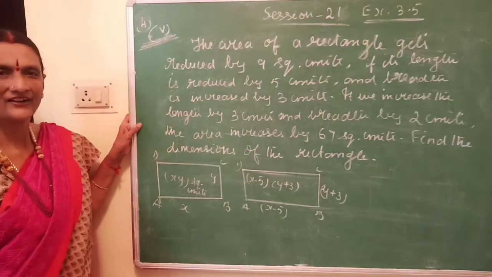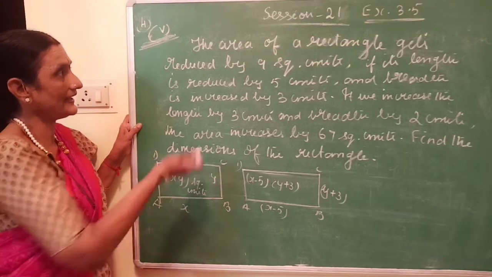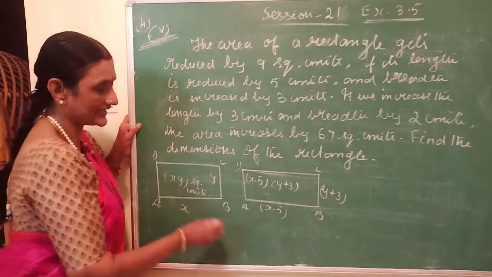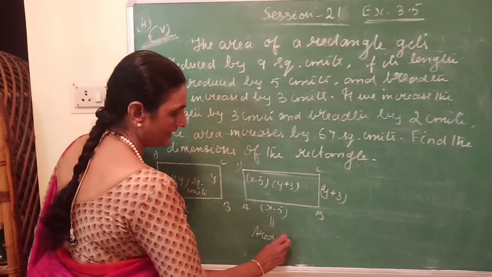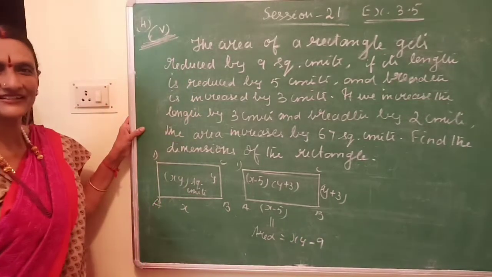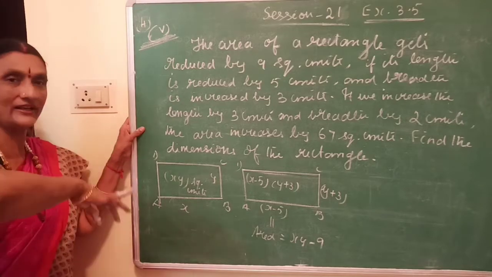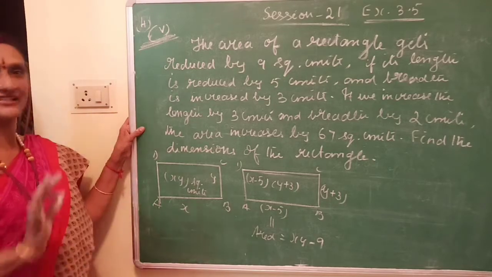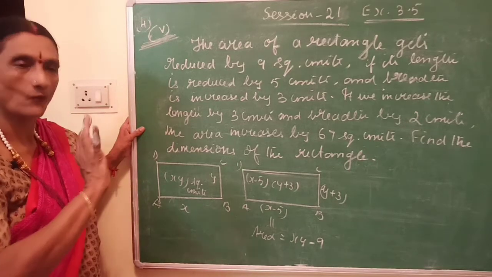Because of that, what is happening? The area is reduced. The area was xy, so this will give an area of xy minus 9. Are you understanding? So this gives an area which is equal to 9 units reduced from xy. So this is situation 1.